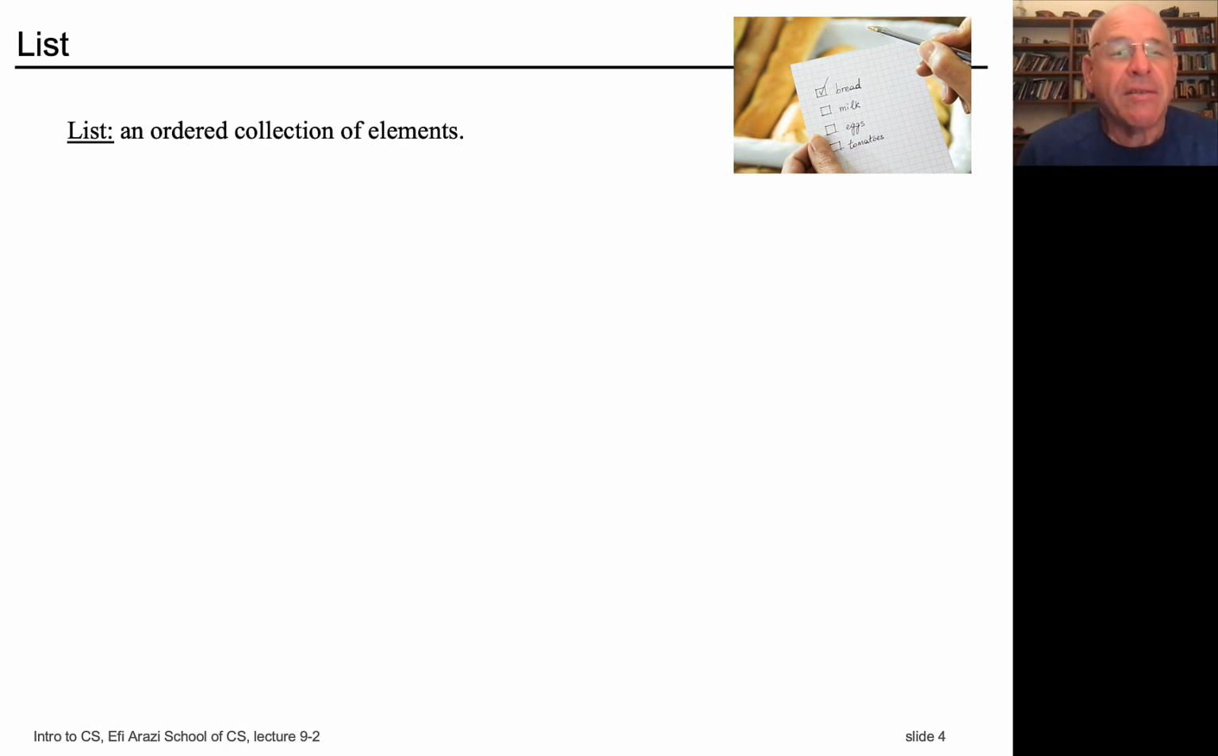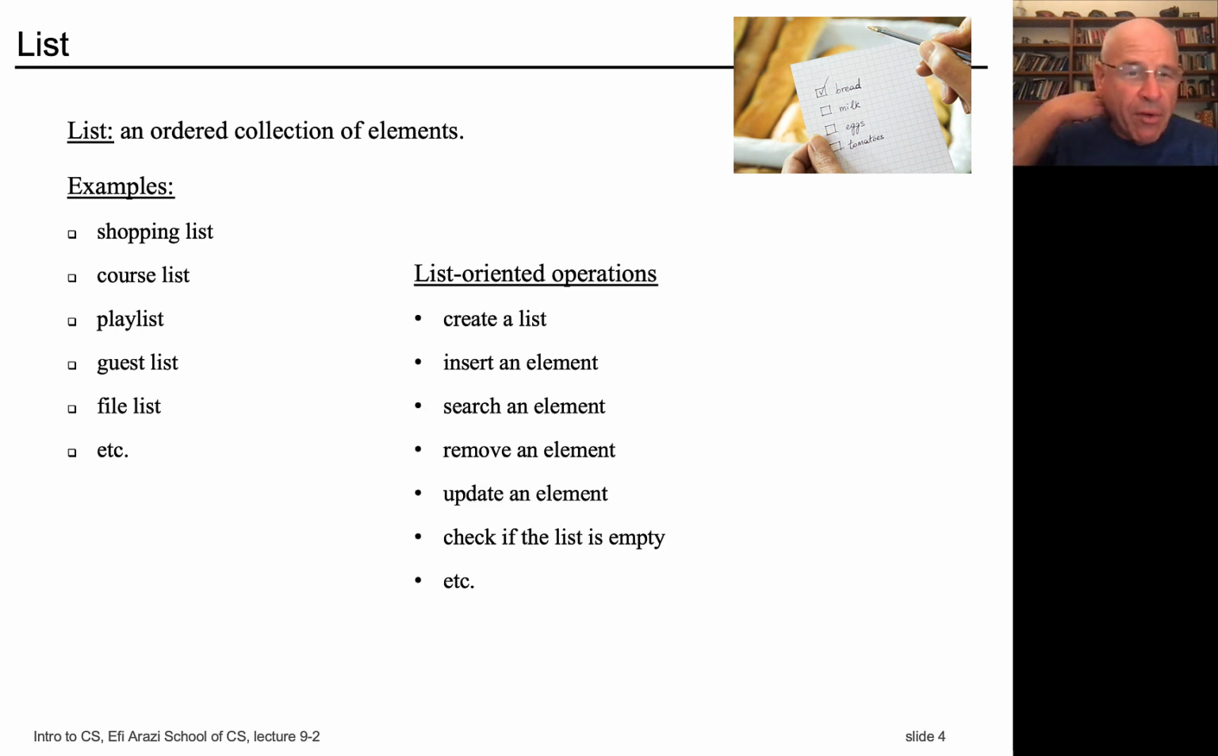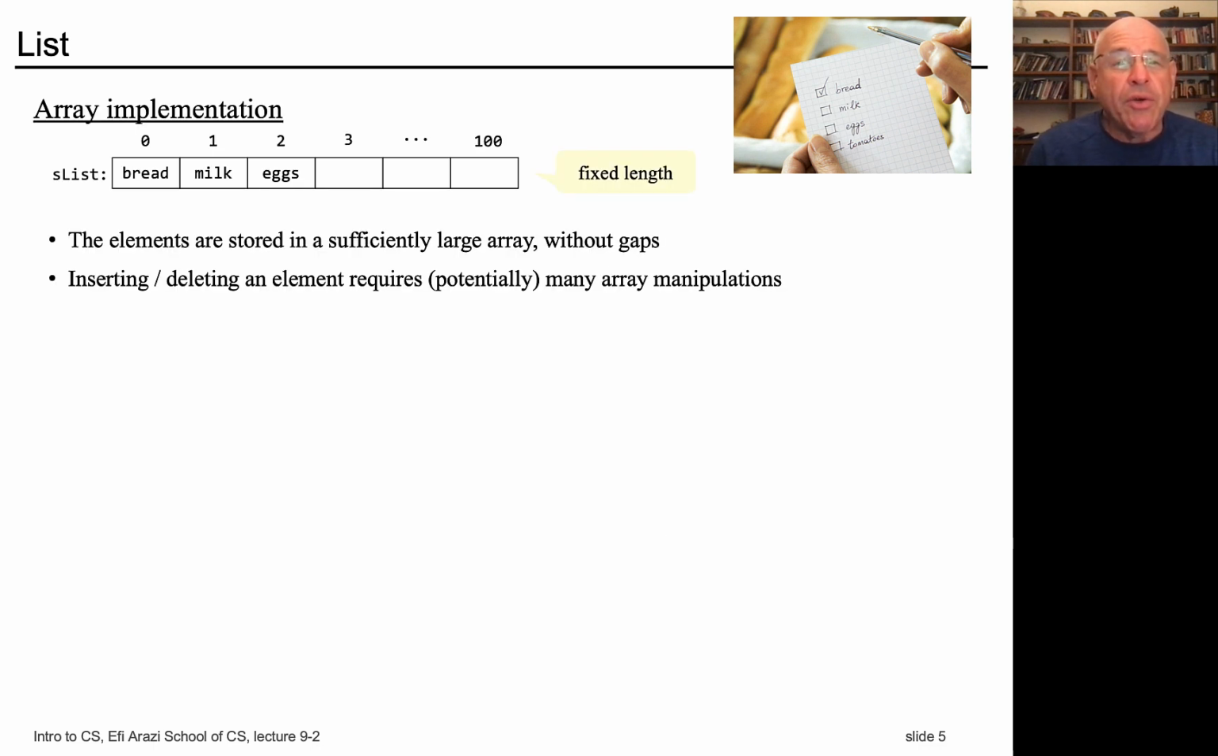So what is a list? We can think about a list as an ordered collection of elements. And there are many examples of lists: shopping lists, course lists, playlists, guest lists, and so on. And in every one of these lists, we want to do a bunch of basic operations, like creating a list, inserting an element, searching the list for an element, removing, updating, and so on. So these are the basic operations that we want to support. So how should we do it?